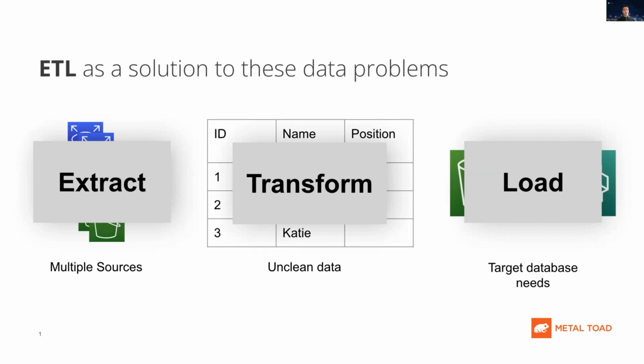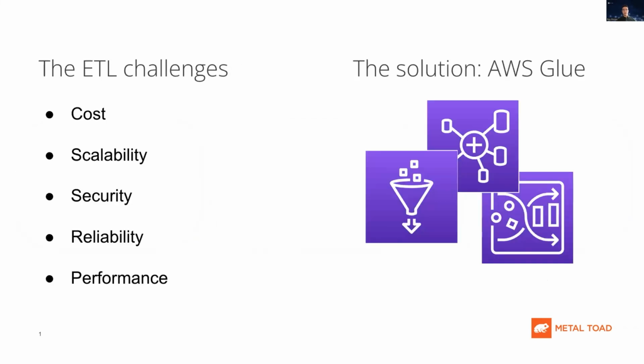ETL can help improve data quality by making sure it's consistent. It can speed up processes, and it can also save costs. Manual data integration and reporting is expensive and time-consuming, so building automated ETL can greatly reduce the time to prepare data for machine learning and analytics.